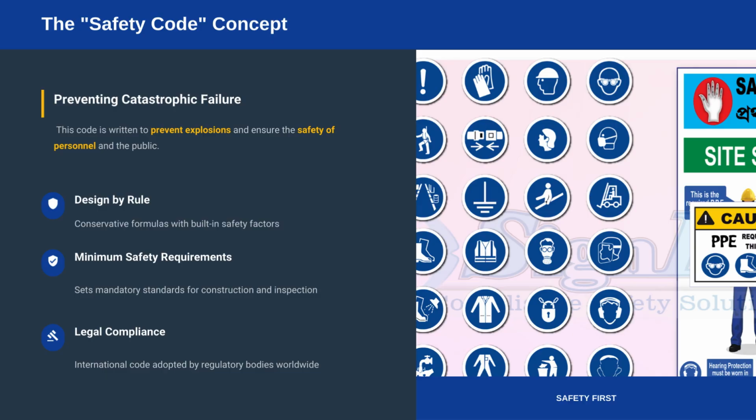We use a design-by-rule approach, conservative formulas with built-in safety factors. Follow the rules, and your vessel is legally compliant and safe.